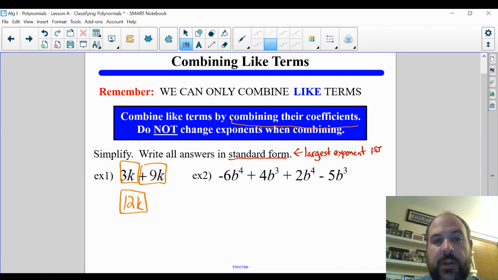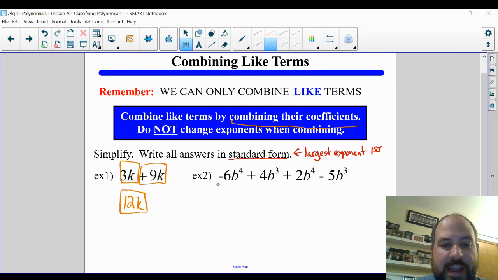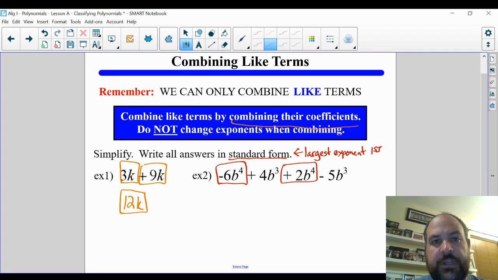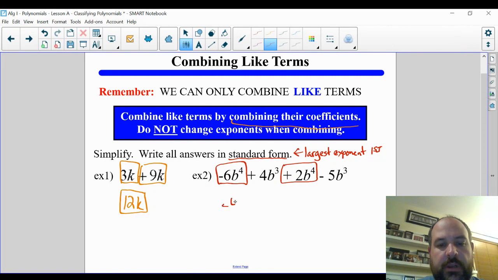So the first thing I'm going to do is box the negative 6b to the fourth and the positive 2b to the fourth, because those are the largest exponent terms. I'm going to combine those. So negative 6 plus 2 gives us negative 4b to the fourth.